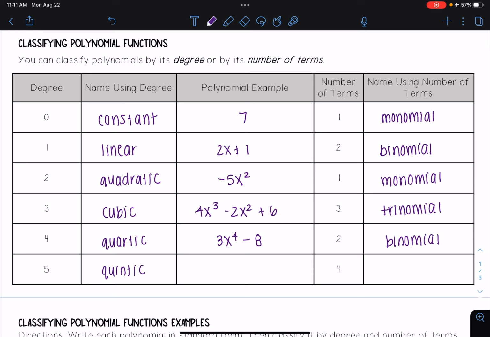An example of this one would be negative x to the 5th plus 4x to the 4th minus 2x squared plus 7. Now this one has four terms, and we don't have a special name for a polynomial of four terms, so we would just classify this as polynomial of four terms. So if I were to classify this polynomial, I'd say a quintic polynomial of four terms.